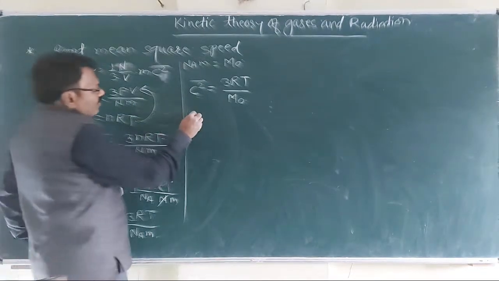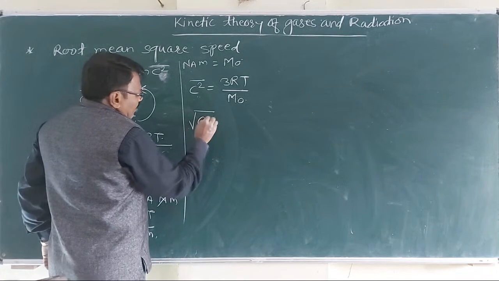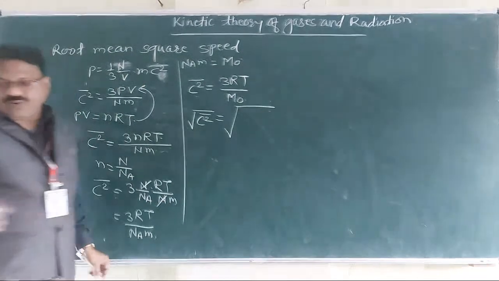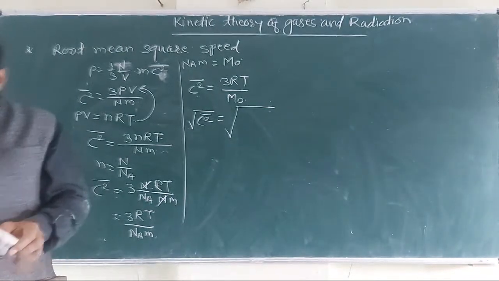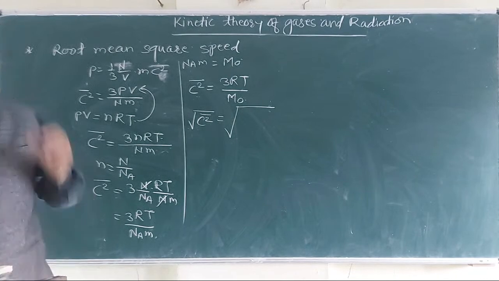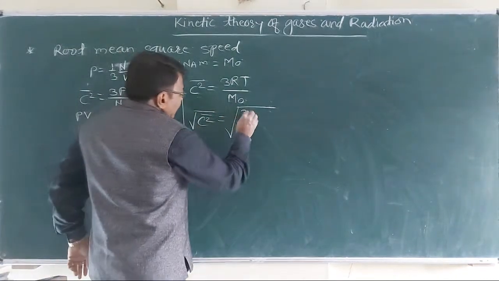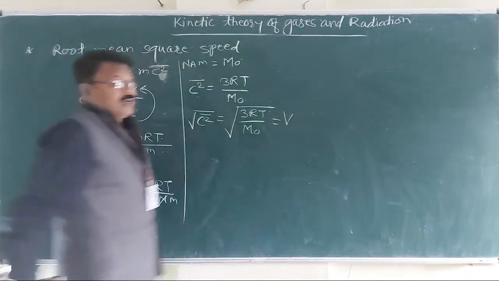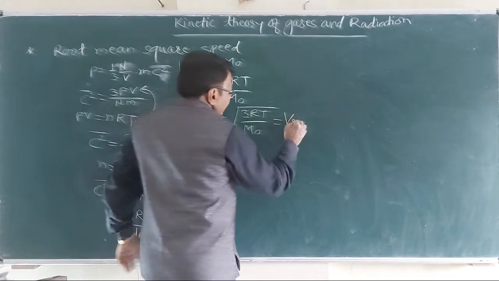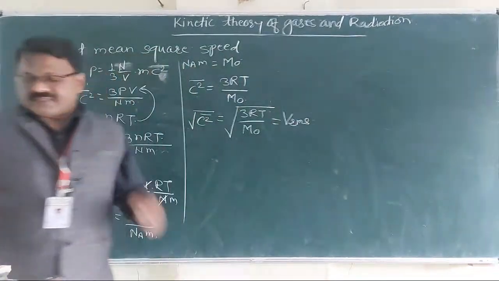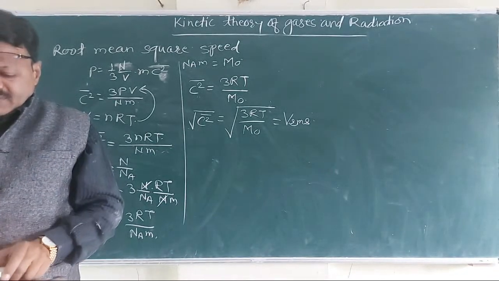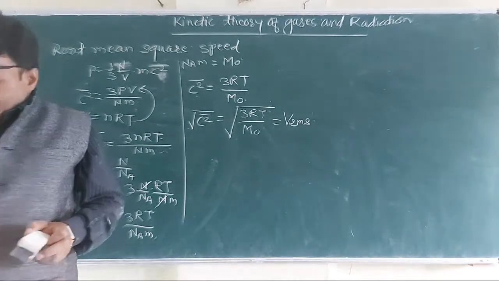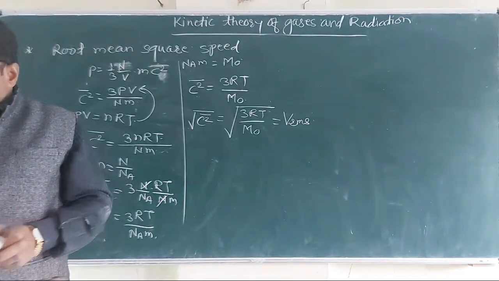By taking the square root we get the square root of c square bar equal to the square root of 3RT upon m naught, and it is known as the V_RMS or C_RMS. That is the RMS speed, root mean square speed. We get this root mean square speed like this.